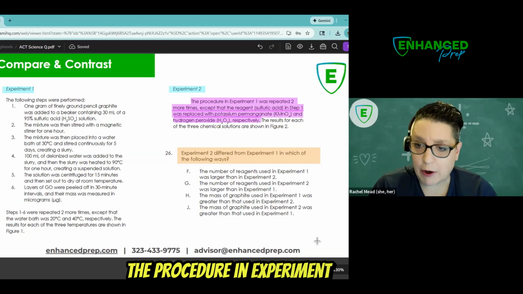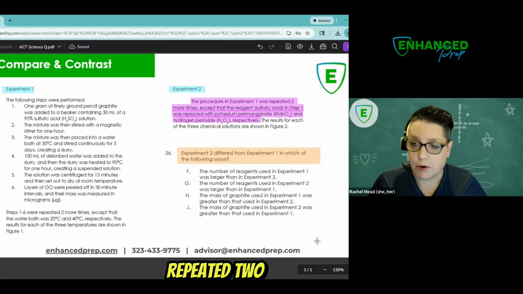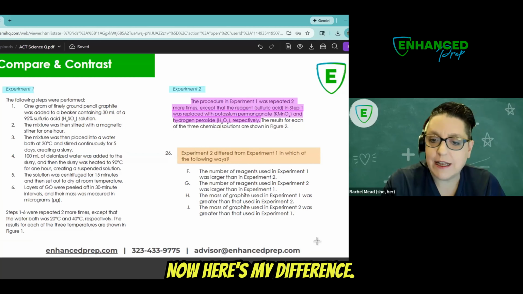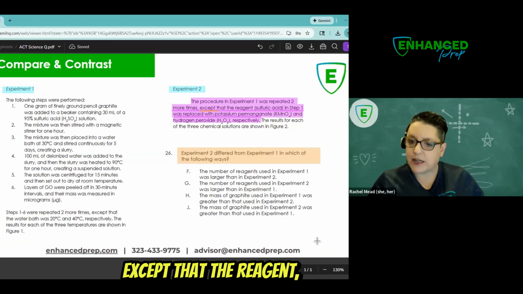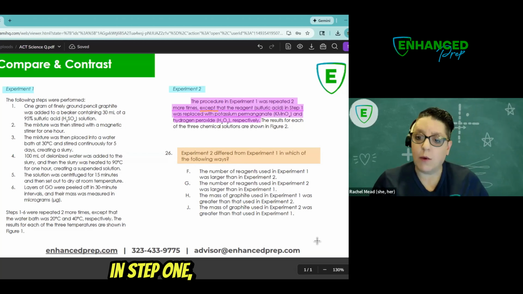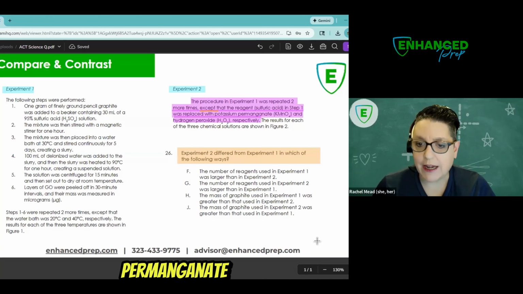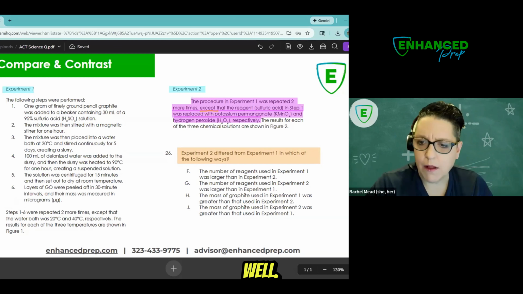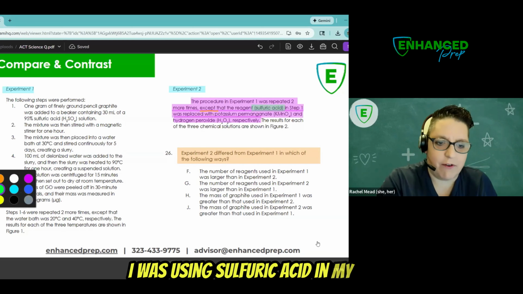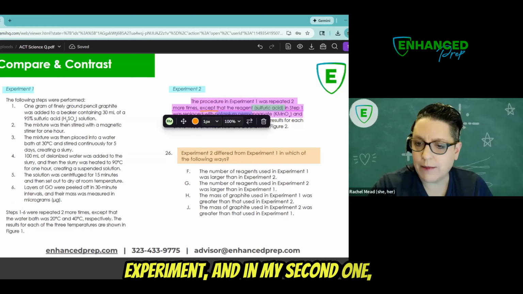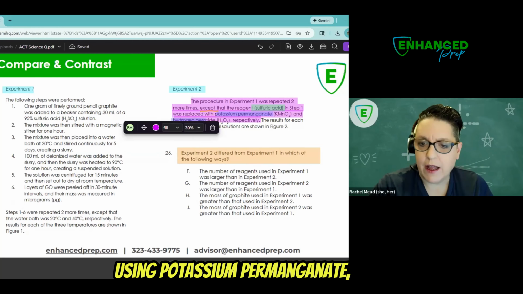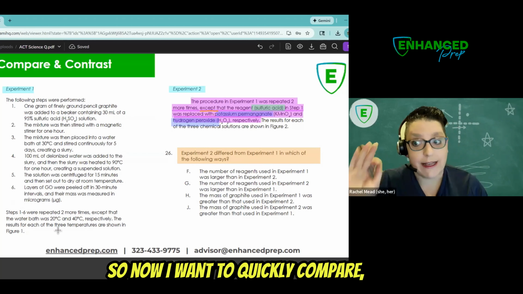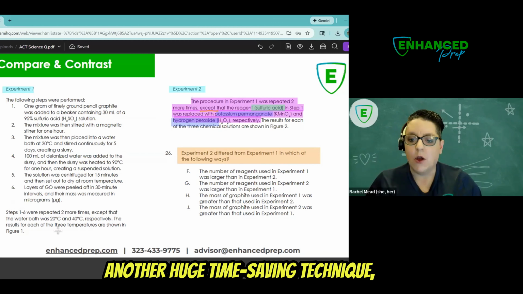The procedure in experiment 1 was repeated 2 more times. Okay, it's showing me how they're the same. Now here's my difference. Except that the reagent, sulfuric acid in step 1, was replaced with potassium permanganate and hydrogen peroxide respectively. Okay, so what happened? Well, I was using sulfuric acid in my first experiment, and in my second one, I'm using potassium permanganate and I'm using hydrogen peroxide.